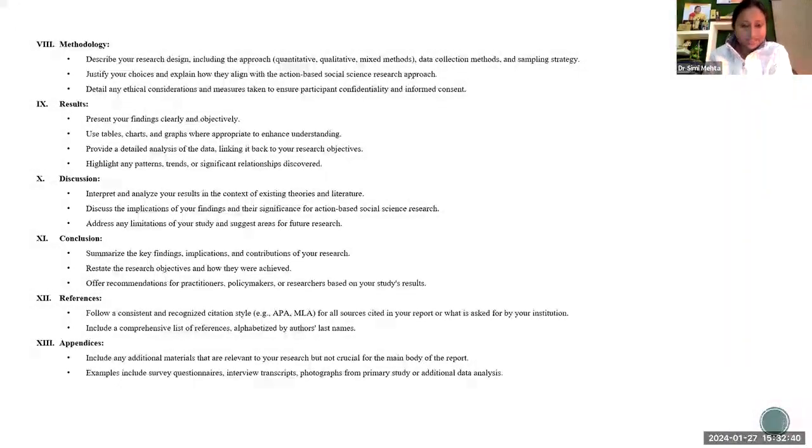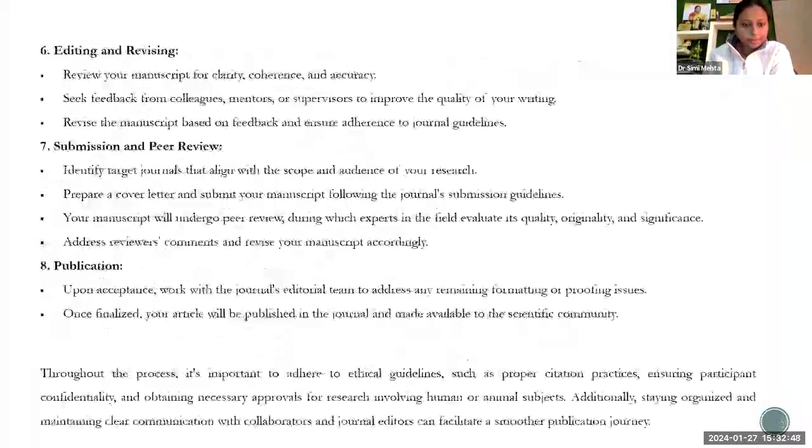Next slide. Now that you have written the first draft of your manuscript, the real work begins. Editing and revising. You have to review your manuscript for clarity, coherence, and accuracy. While we tend to lose our patience by now, this is very important.